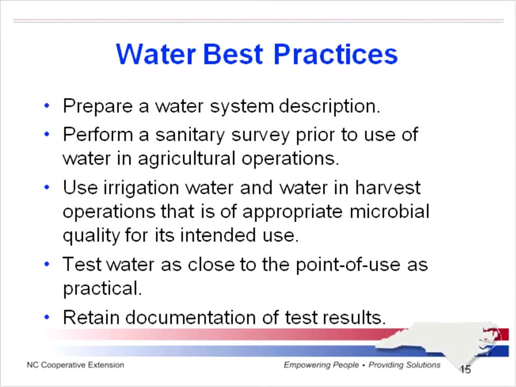Test water as close to the point of use as possible. So this refers to when you're taking a water test, for example, in the field, you want to test that water at the outlet of the field operation. So if that's an overhead sprinkler, for example, you want to test it at the sprinkler, not at the point of uptake for the water. And then, just like all other GAPs practices, retain the documentation of those test results for your food safety plan.